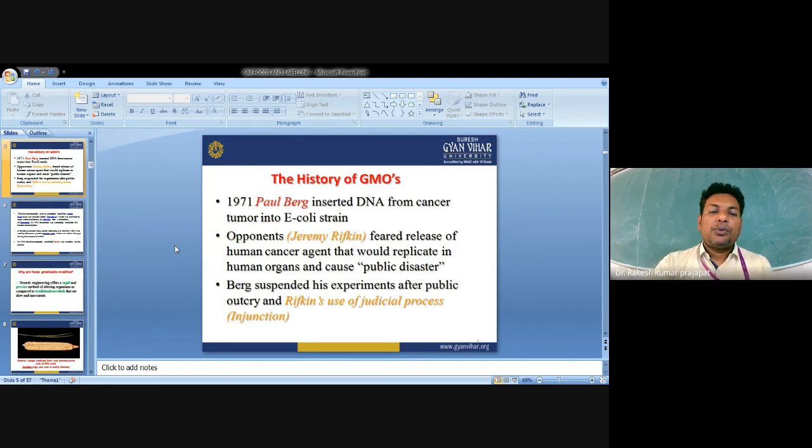The history of GMO: in 1971, Paul Berg first introduced DNA from cancer tumor cells into E. coli strains. This was opposed by Rifkin, who feared the release of a human cancer agent that would replicate in human organs and cause public disasters. Berg suspended his experiment after public outcry, and Rifkin used judicial process injunctions against it.